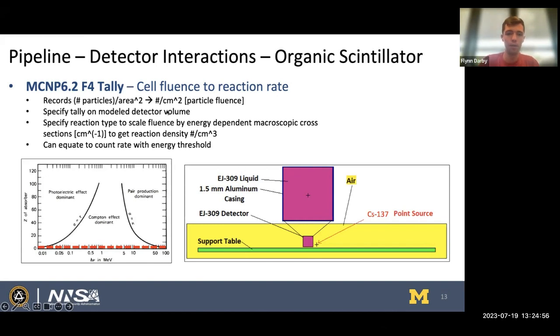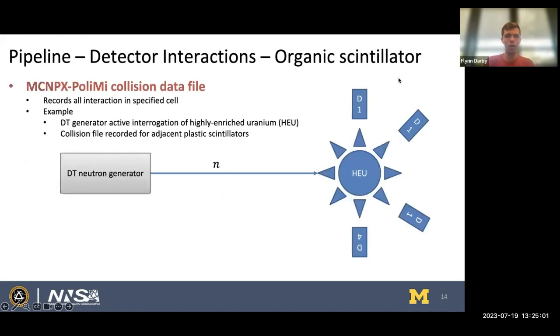And we'll move on from the F4 tally. Continuing on detector interactions, we're going to go more specifically into the organic scintillator. The example we provide here is for a DT neutron generator, so that's 14 MeV neutrons. We're going to produce an MCNPX PoliMi collision file, and it's active interrogation on highly enriched uranium. So we're inducing fission, 14 MeV neutrons on HEU, inducing fission and being detected in our detectors.